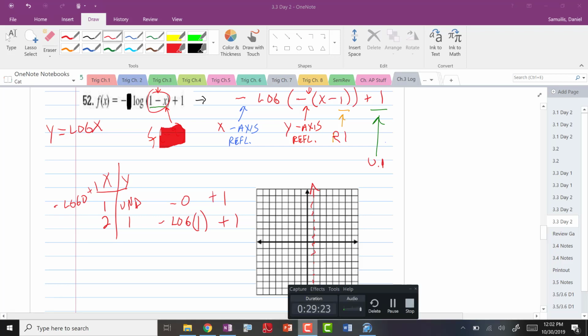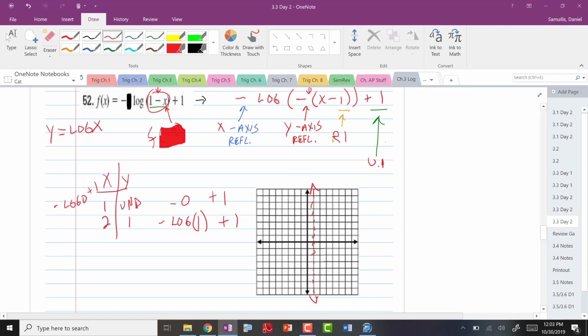Hold on. Let's pause the video. What's 1 minus 2? Negative 1, which is undefined. Sorry, buddy. That was wrong. What should we actually plug in? 1 minus what is 0? We should be plugging in 0 for x.